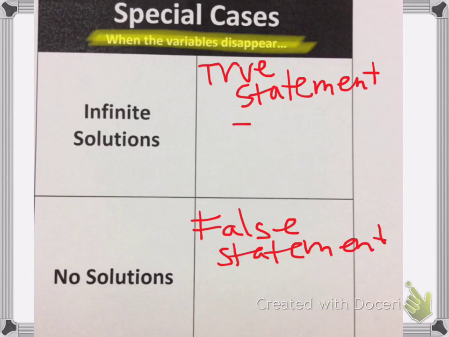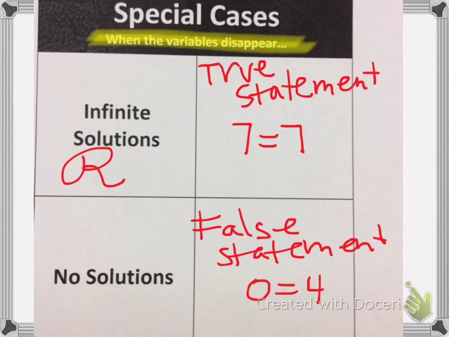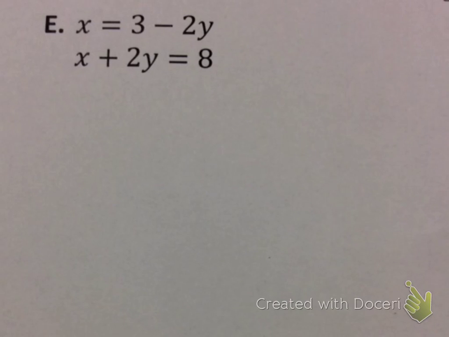With infinite solutions, you get something like 7 equals 7. With no solutions, you get something like 0 equals 4, and it's a false statement. So all of your variables will cancel out, and you'll either get a true statement or a false statement. If you get a true statement, your answer is infinite solutions, and we can call that all real numbers, or you can write many solutions. And if you get no solutions, you can just write the empty set. So let's see how that's going to work for us.